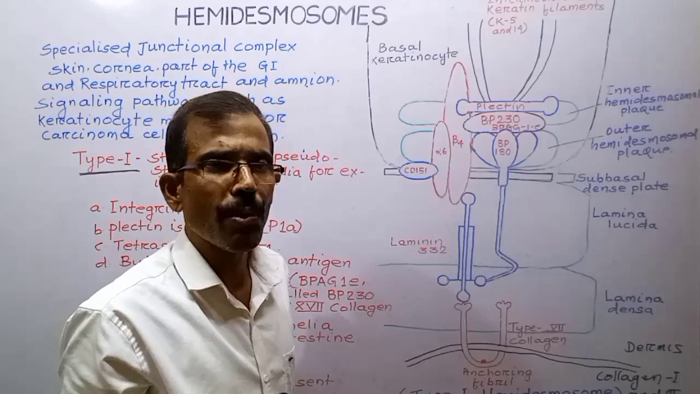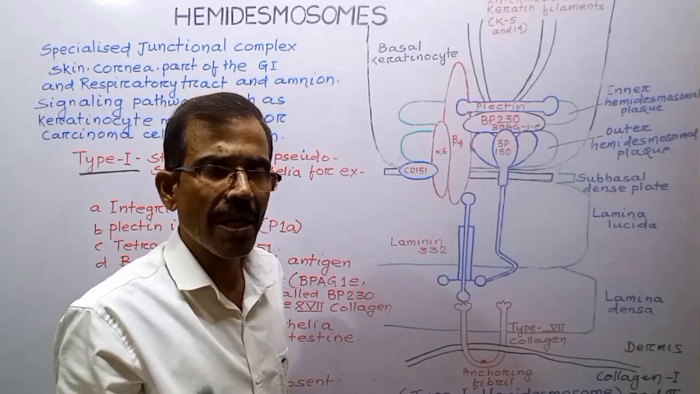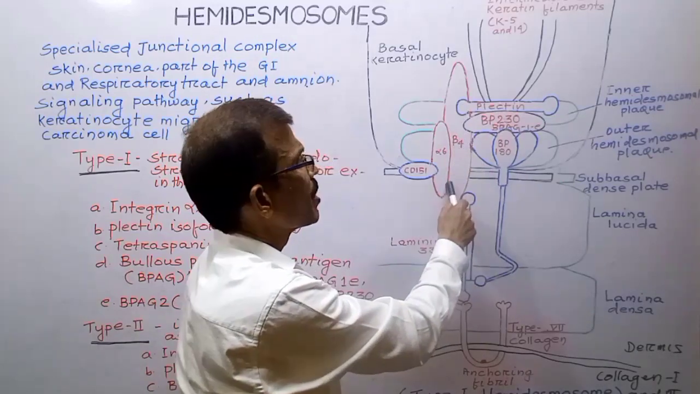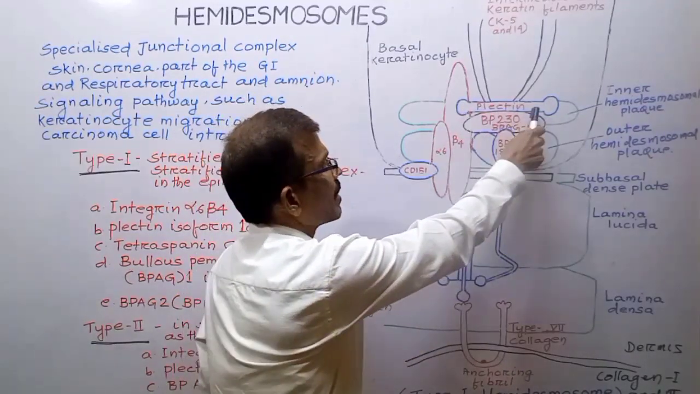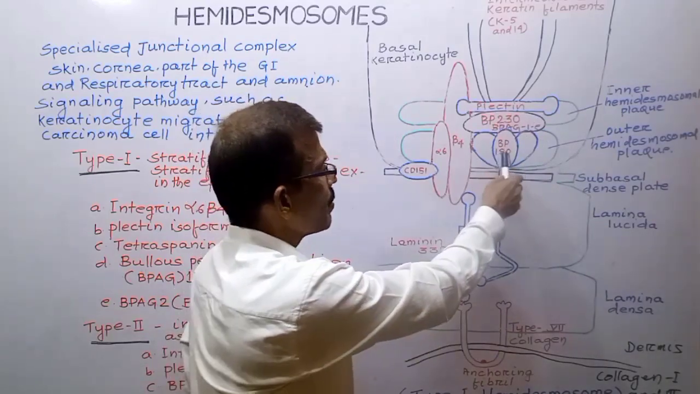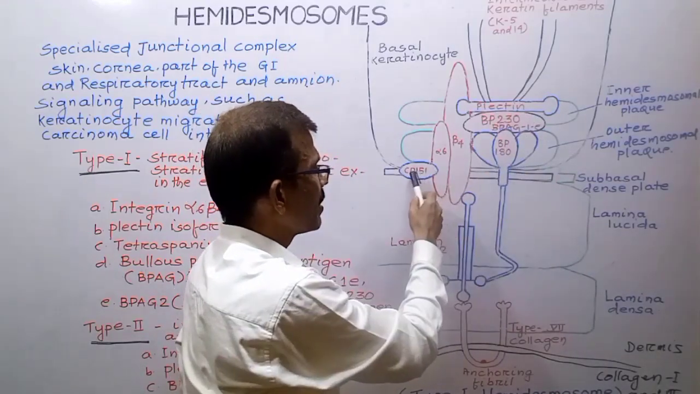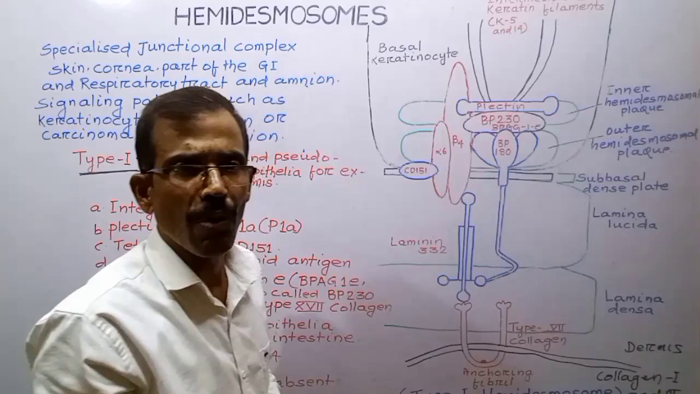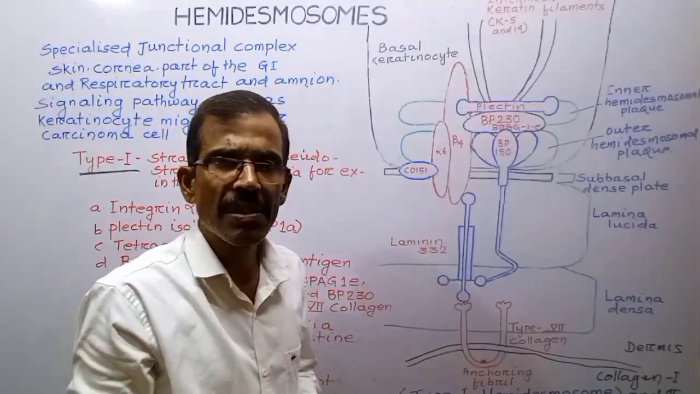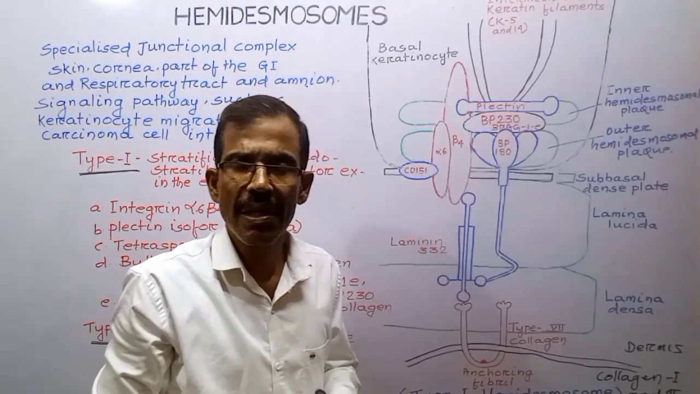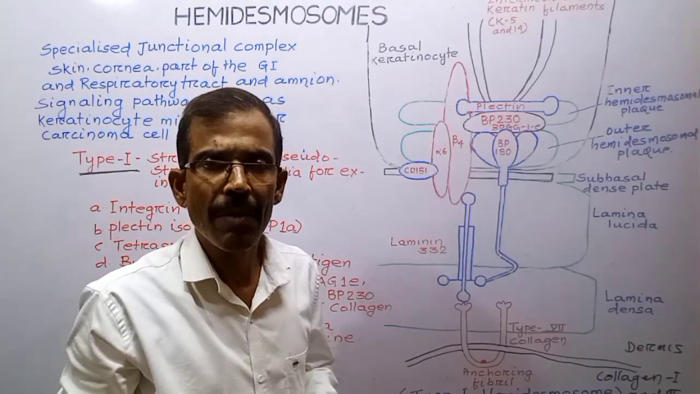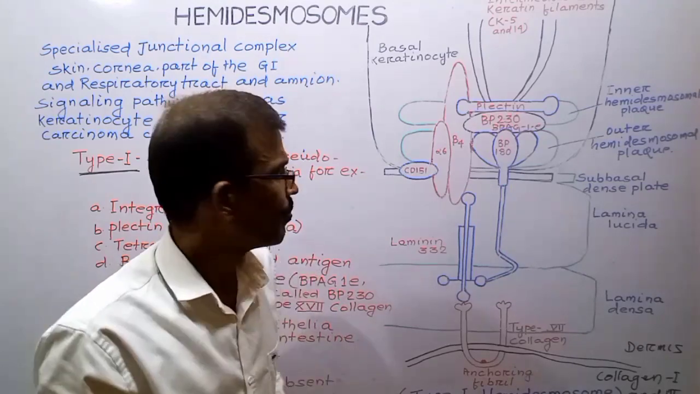The major components of type 1 hemidesmosome are integrin alpha 6 beta 4, plectin, BP230, BP180 and CD151. CD151 is a member of the tetraspanin superfamily. It aids in hemidesmosome formation.